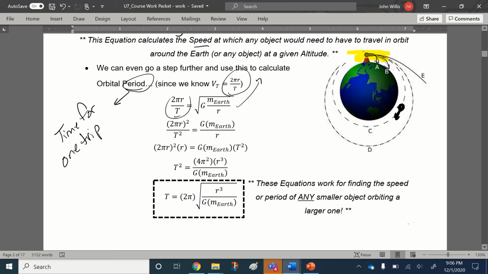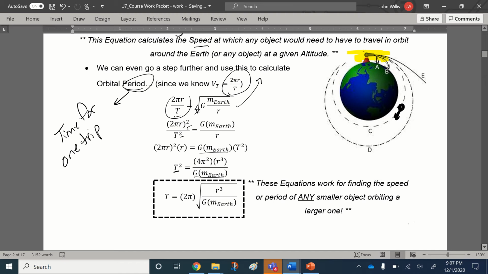And this is where I did the rearrangement, right? To get rid of the square root, you've got to square both sides, which is where these squares come from right here, because we get rid of that square root. And then we cross multiply some stuff and divide both sides by your universal gravitation constant and the mass of the planet Earth. And bada bing, bada boom, there's your equation for orbital period.